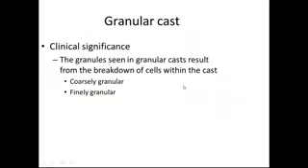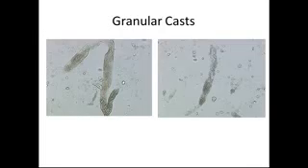In this picture, granular casts, the clinical significance: the granules seen in a granular cast result from the breakdown of cells within the cast. There can be coarsely granular or fine granular. There's really not a huge difference between the two, and you won't need to differentiate between the two. And these types of casts result from stress, strenuous exercise, or nephrotic syndrome, and oftentimes congestive heart failure patients.